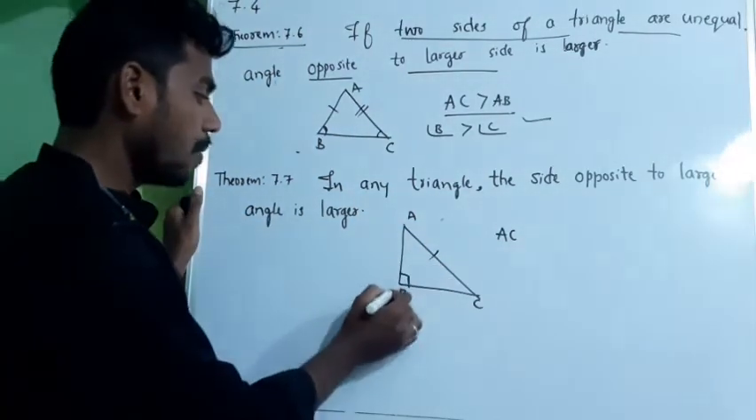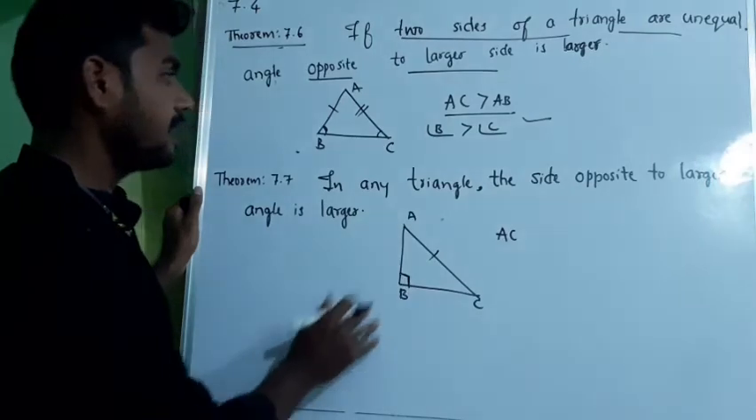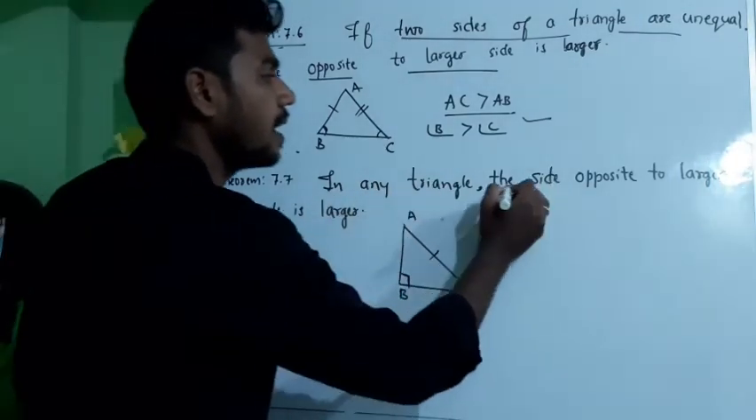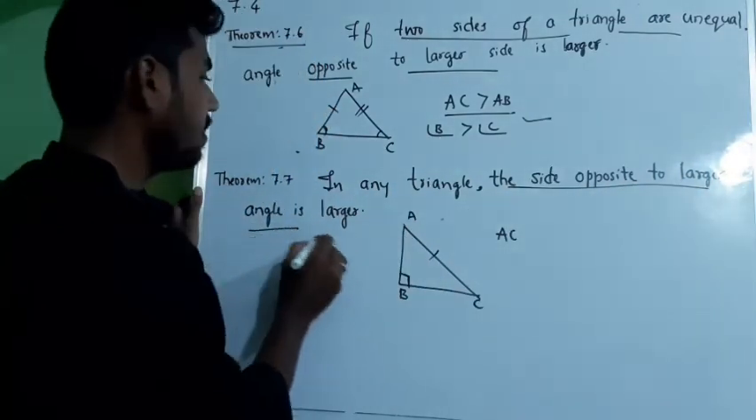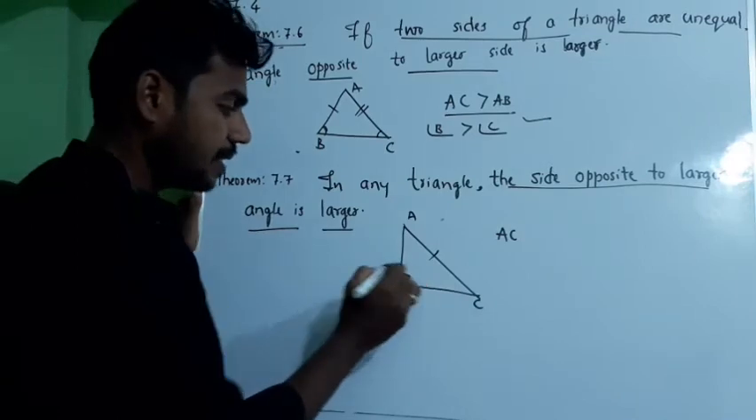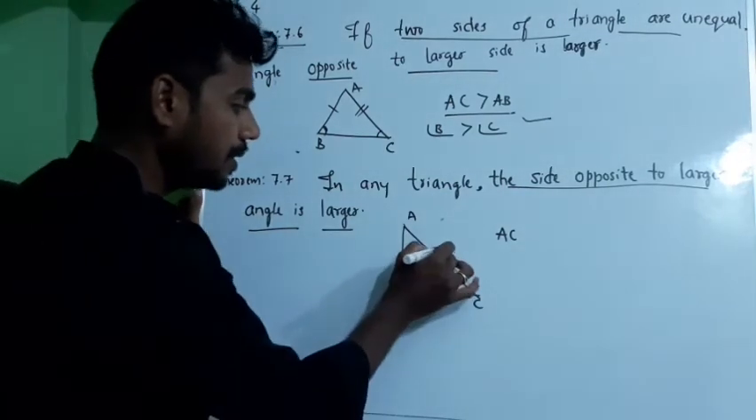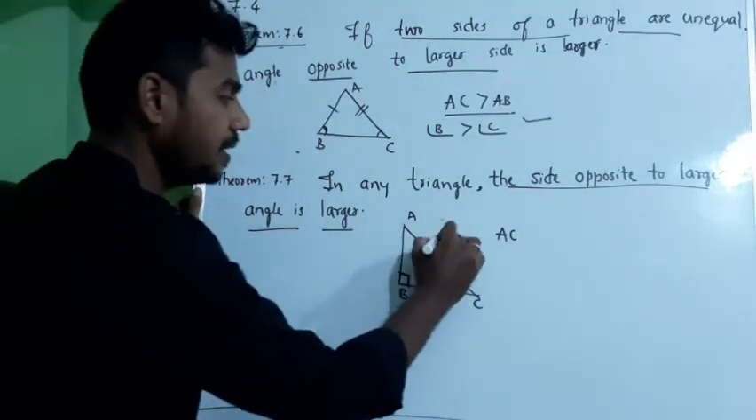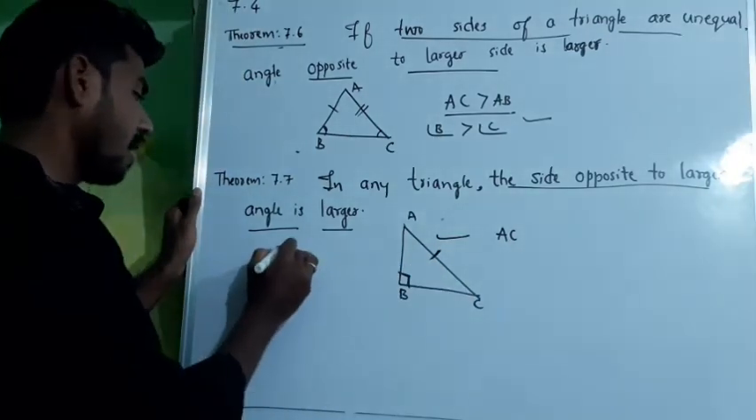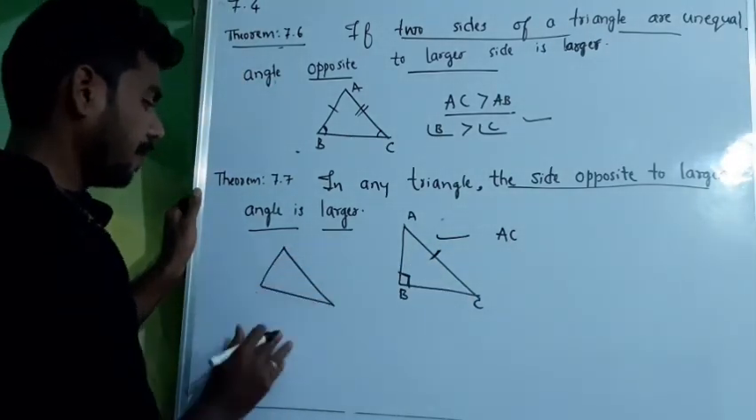What is the angle opposite to it? 90 degrees. See, in any triangle, the side opposite to the larger angle is larger. See, 90 is the larger angle. What is the side opposite to it? Hypotenuse is always greater. So if you take another triangle, see.